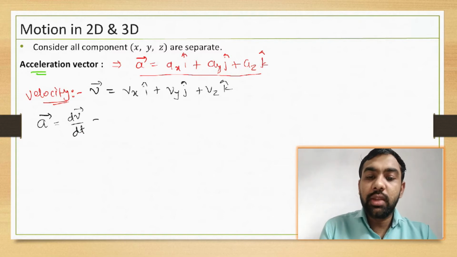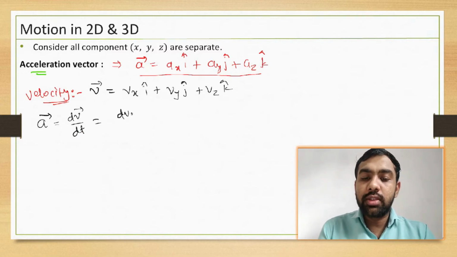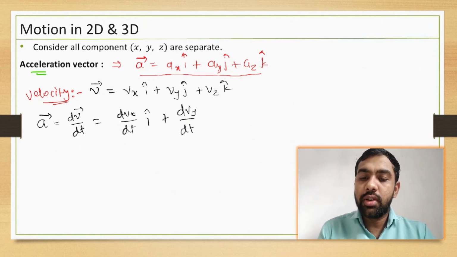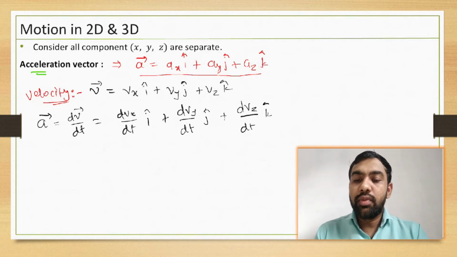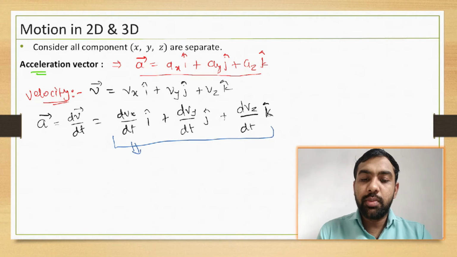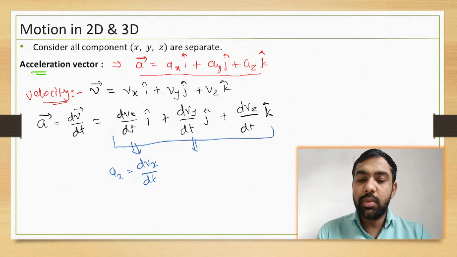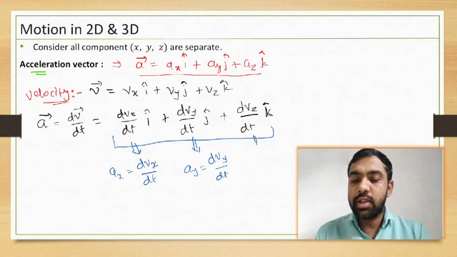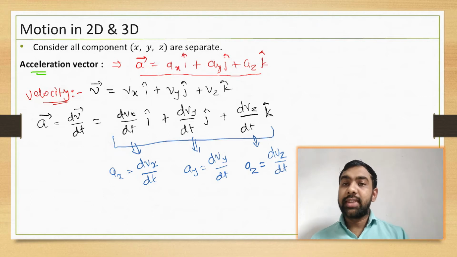dv by dt. So to take the differentiation of this one, dvx upon dt i plus dvy upon dt j plus dvz upon dt k. If you compare both these equations, then you get this answer. See here, this term represents ax, so ax is equal to dvx upon dt. This term represents ay, so ay is equal to dvy upon dt, and this term represents az, so az is equal to dvz upon dt. So exactly similar, acceleration is also in 3 dimensions.